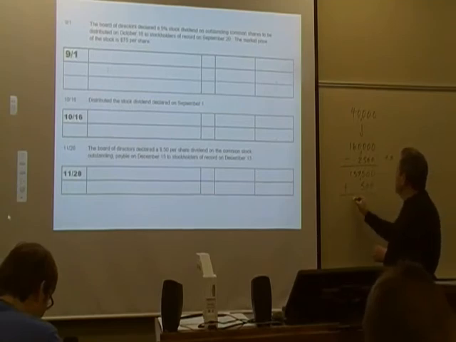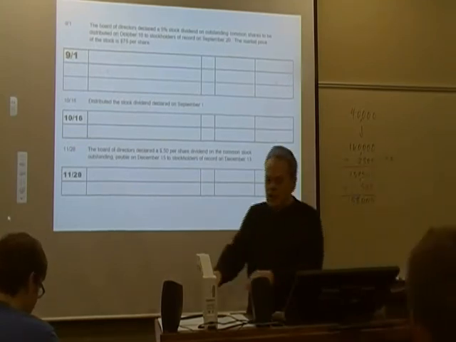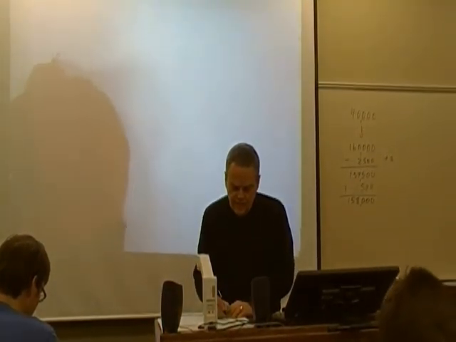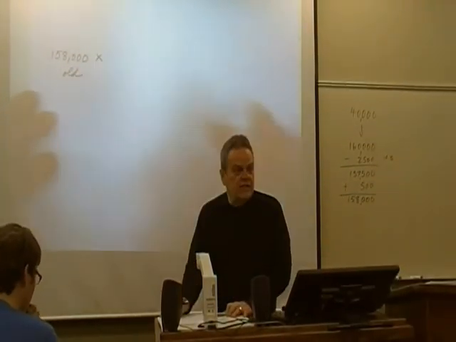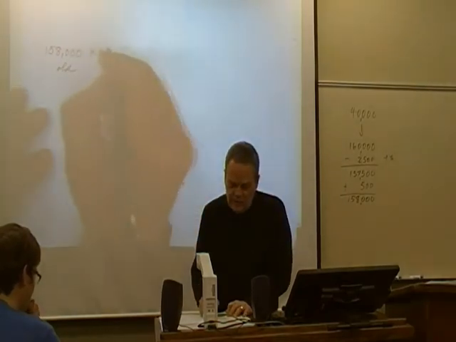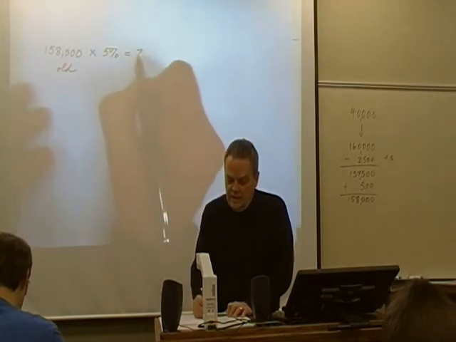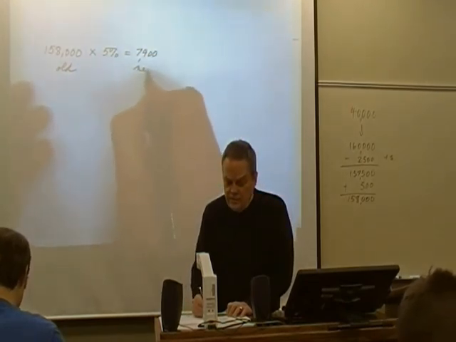157.5 plus 500 is 158,000 outstanding now, right, Clay? Right, class? We're starting with the 158,000 old shares and declaring what percent dividend, Clay? 5%. 5% of 158,000 is 7,900 new shares.